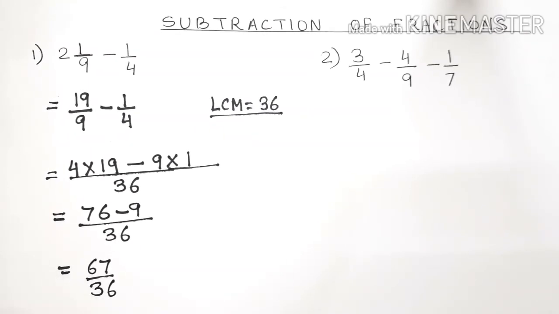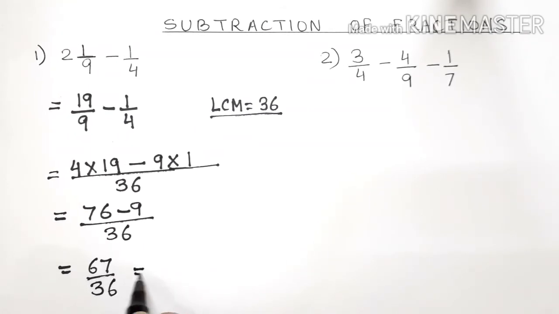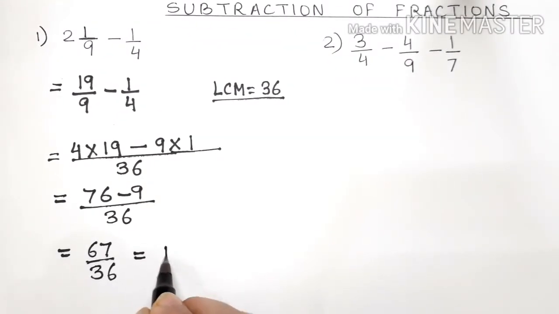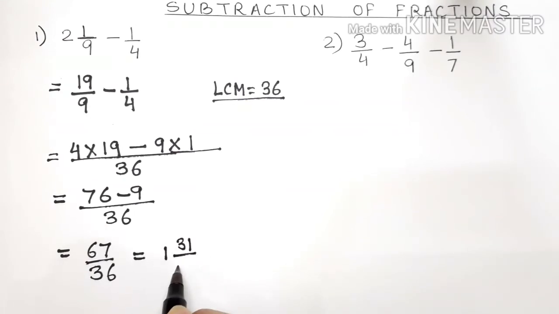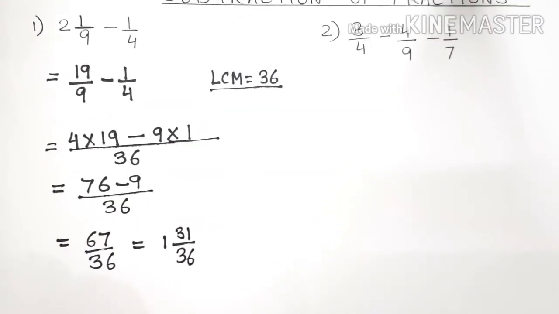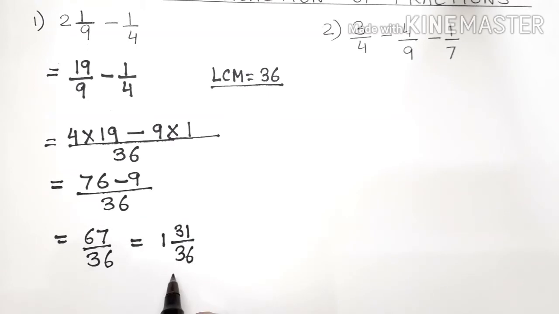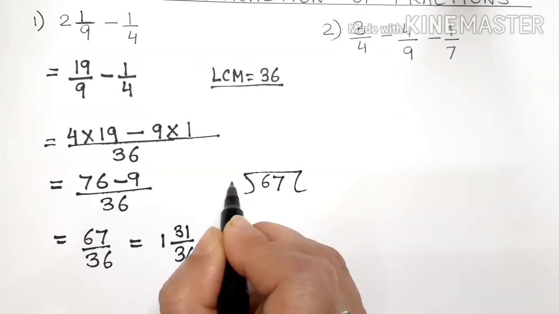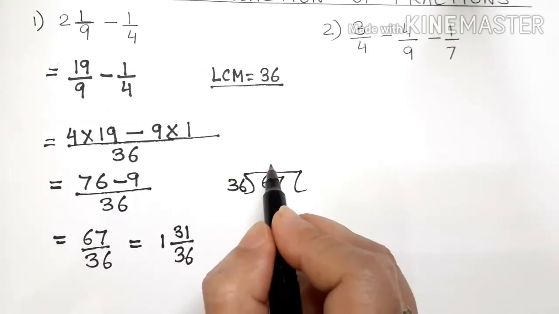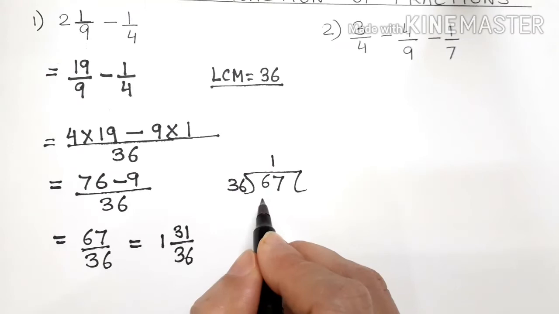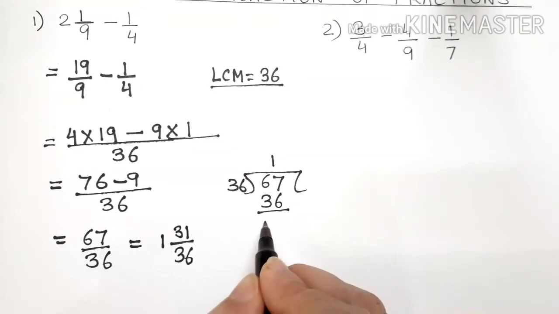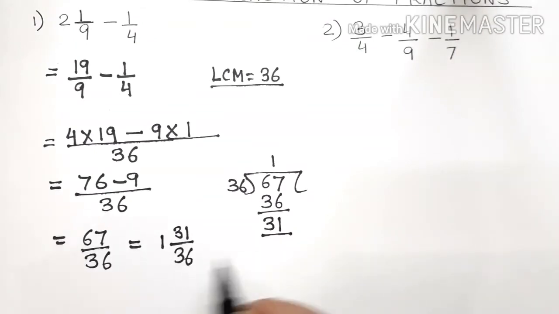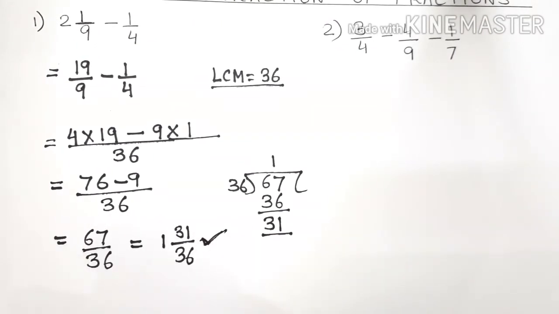They have nothing in common, so we simply convert it into a mixed fraction. That will be 1 whole 31 upon 36. Okay, if some of you have not understood how to do this, I am showing here. 67, when you divide it by 36, it will give you 1, 1s are 36, and the remainder which will come down will be 31. Okay, so this is the answer.